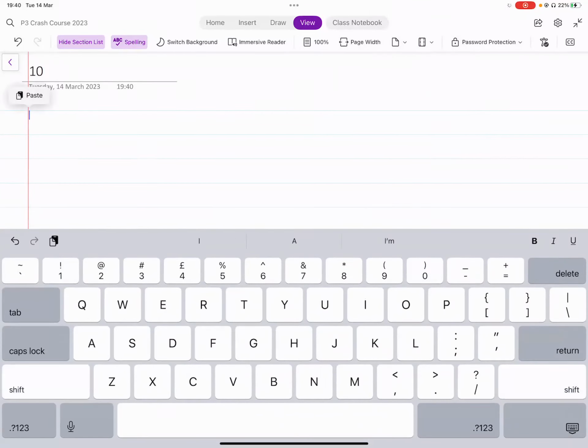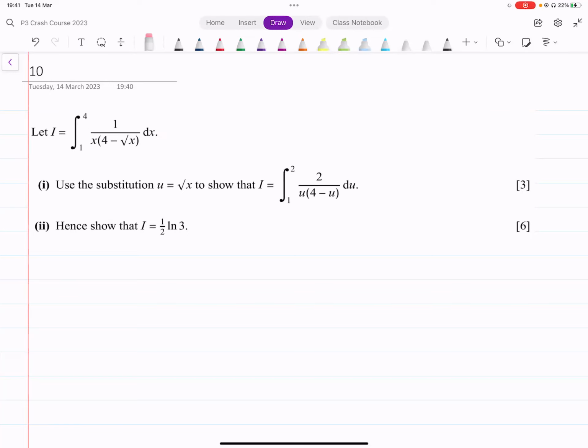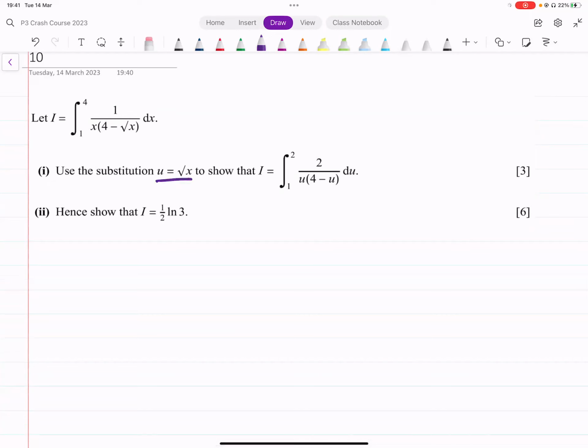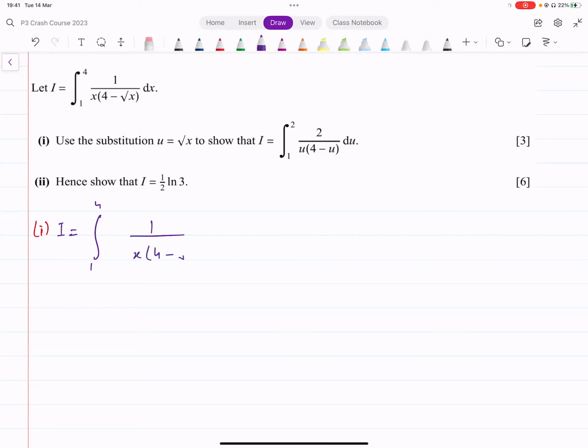So we have I equal to 1 over x into 4 minus square root of x. That's the integral that we have to evaluate. And it says use this substitution to show that I can be written like this. Now notice here, the limits were from 1 to 4 earlier, and now they've become 1 to 2. Now let's see how that is going to work. Let's look at part 1 of this first of all. So the integral looks like this. We have to evaluate I, which is equal to 1 over x into 4 minus square root of x.